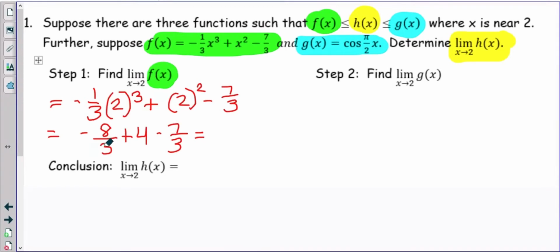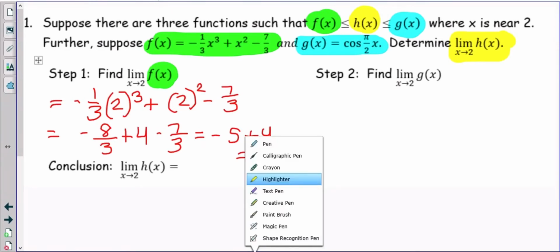Now, without my calculator, I would combine my fractions together. So negative 8/3 minus 7/3 is negative 15/3, or negative 5. I still have plus 4, and so I get negative 1. So my limit as x approaches 2 of f of x is negative 1. That was my lower limit.